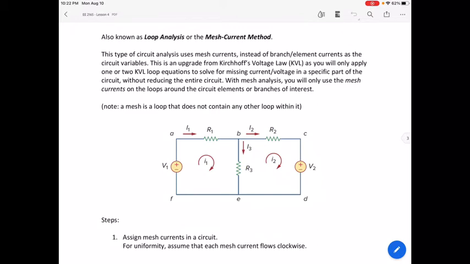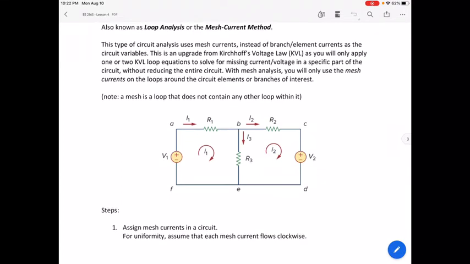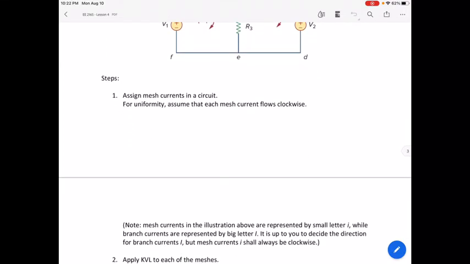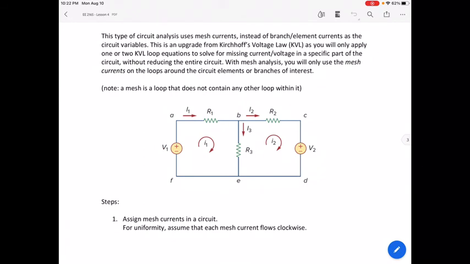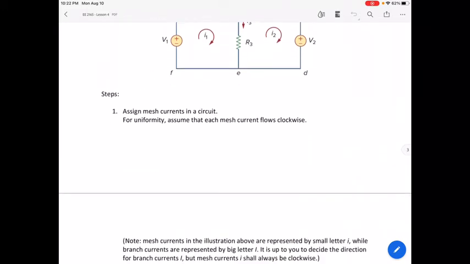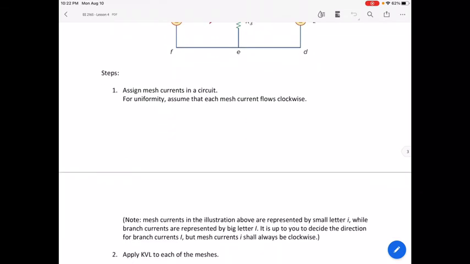So mesh analysis has three steps. The first step would be to assign mesh currents in a circuit. So in this particular diagram, we have mesh currents I1 and I2. And for uniformity, assume that each mesh current flows clockwise. So for this particular course, let us stick to a uniform direction for a mesh current, which is clockwise. So there you have it, already placed there in the diagram.